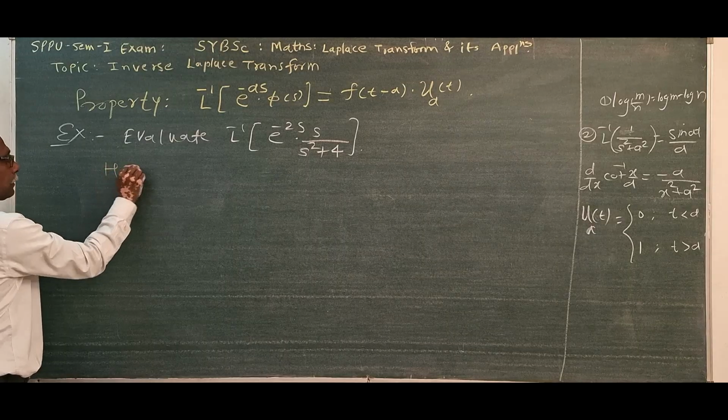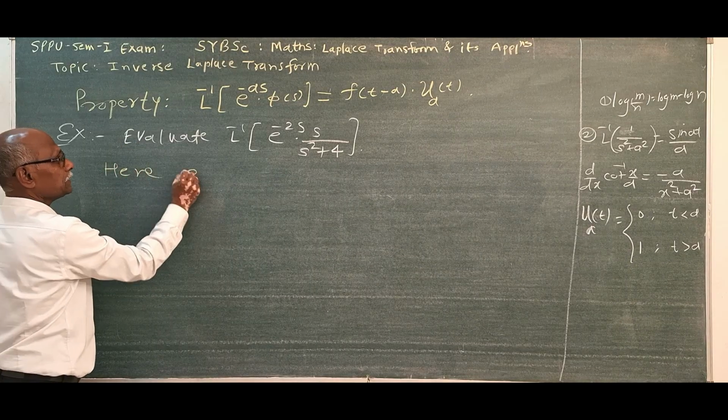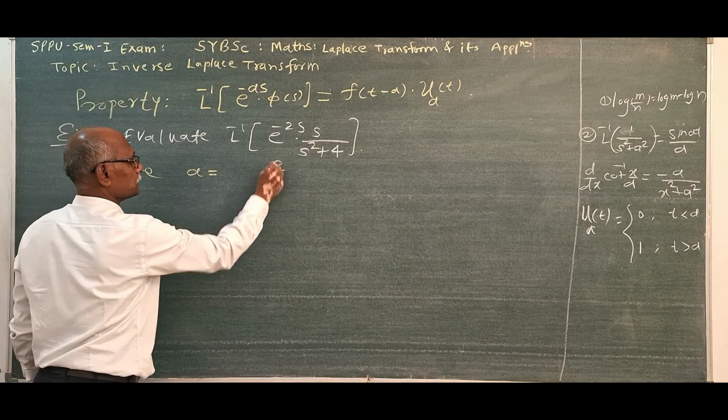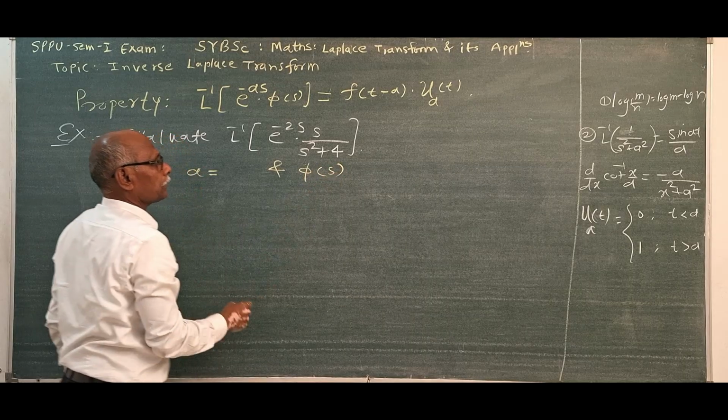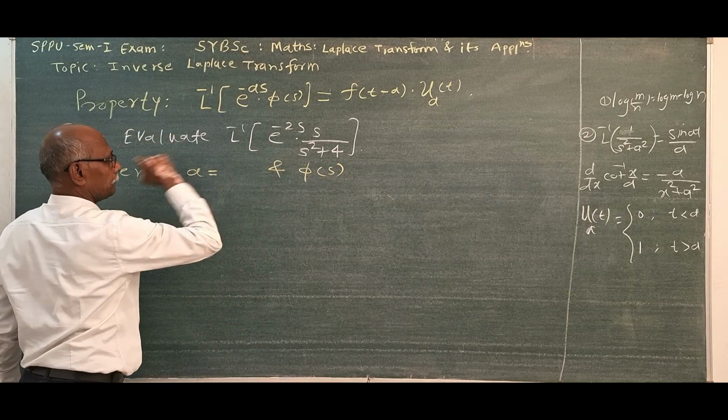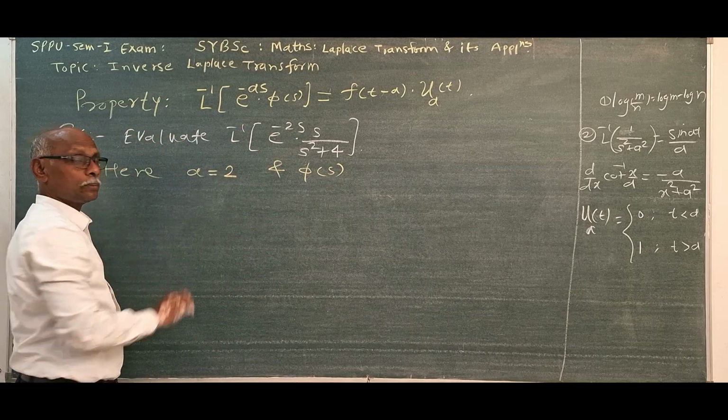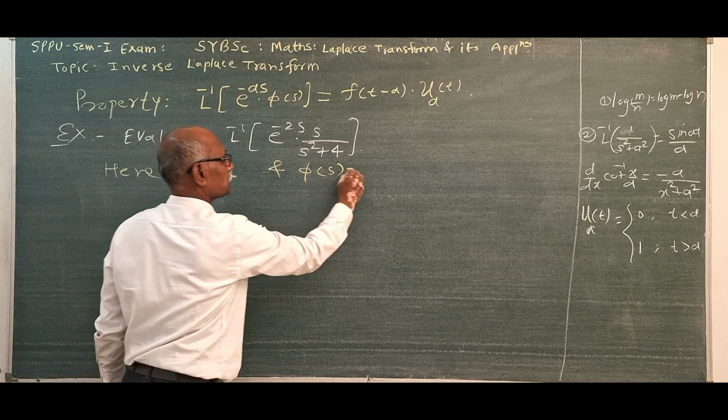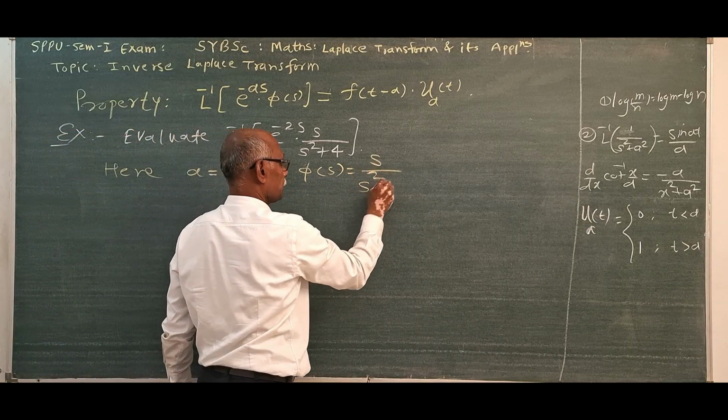So here we observe that a is equal to 2 and phi s is equal to s divided by s square plus 4. See, a means the power of e, that is 2. It's not minus 2, right? And phi s is equal to s divided by s square plus 4.